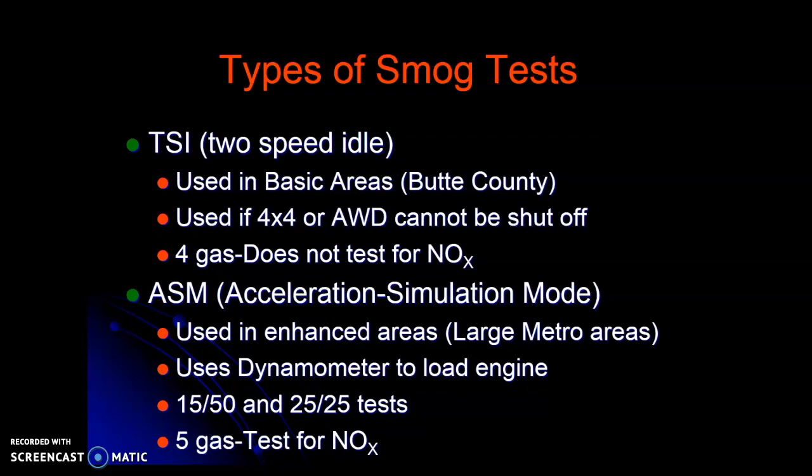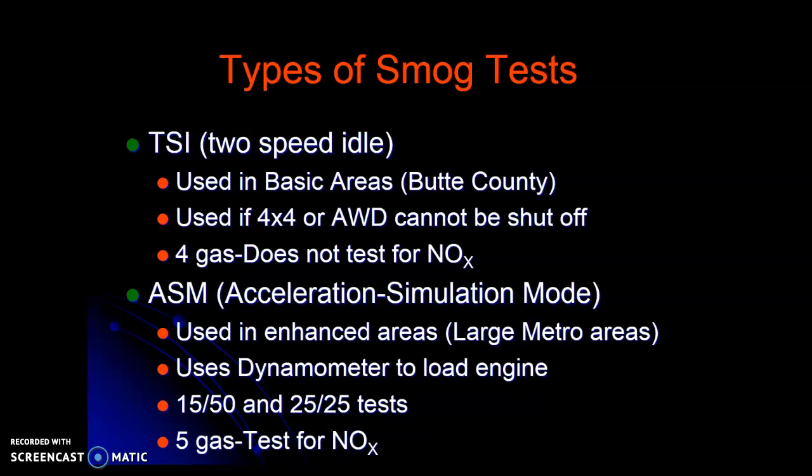We have a 2-speed idle test, and this is what we use here in Butte County. Basically, you have idle and a 2500. They're going to check the emissions, and this is for 99 and older vehicles. For 2000 and newer, we have a different type of system that plugs into the computer port. You don't actually check the exhaust gases.